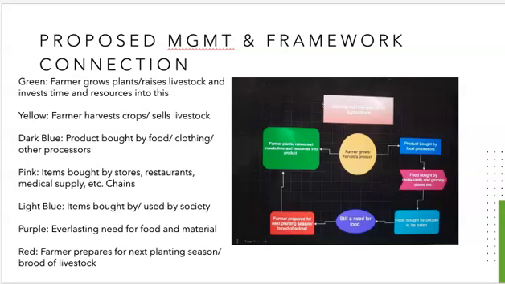Purple, everlasting need for food and material. The red, the farmer prepares for the next season planting and livestock brooding. And we start back at green.